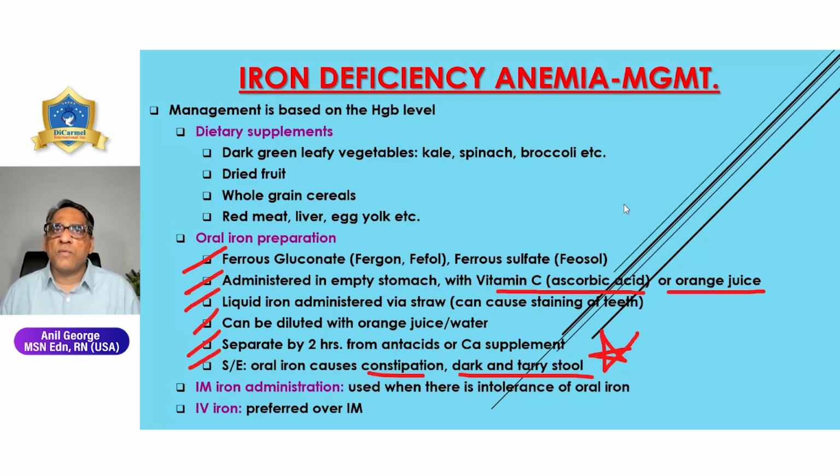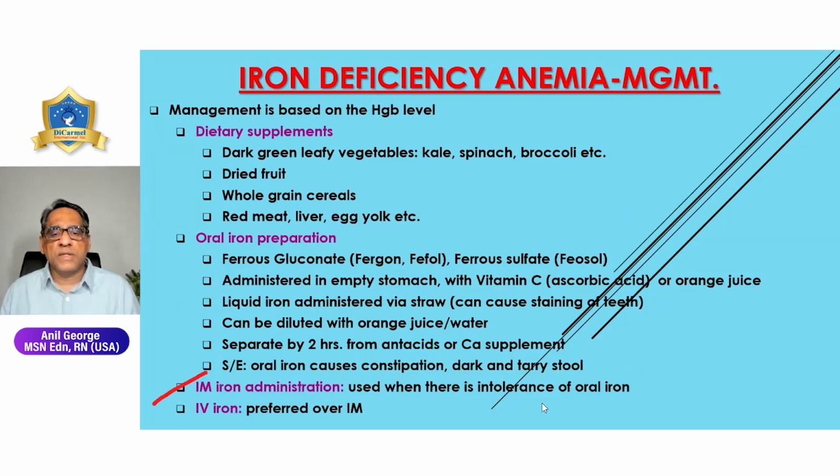The dark tarry stool, what we call melena, what we see with the cirrhosis patient or with the peptic ulcer patients. But patients taking iron can also present with a similar dark tarry stool. The difference would be that the melena in cirrhosis will be foul smelling, but here it is not foul smelling. And then IM is used when there is intolerance of oral iron. And as I mentioned, IV is preferred over IM.